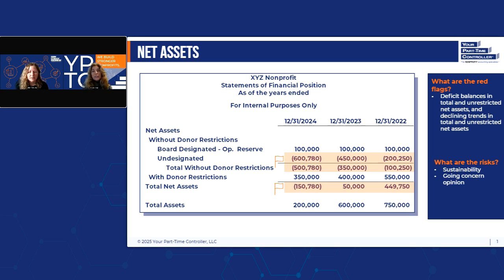So it should be noted that all of these great steps take time. You mentioned that the increasing deficits in net assets without donor restrictions would be a red flag. Can you discuss some of the other red flags we're looking at in this net asset section? Yeah, I think the other one that really should be jumping out to everyone is that this nonprofit is supposed to have at least $350,000 of assets on hand at 12/31/24 to comply with donor imposed restrictions, but it only has 200,000 of total assets, and that's a huge problem.